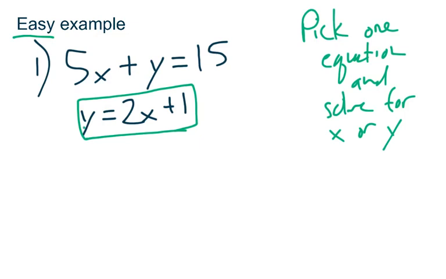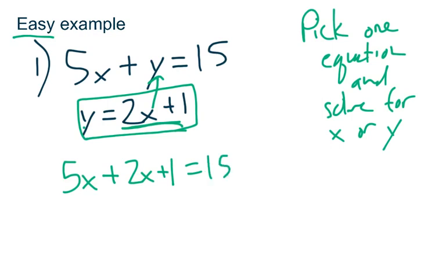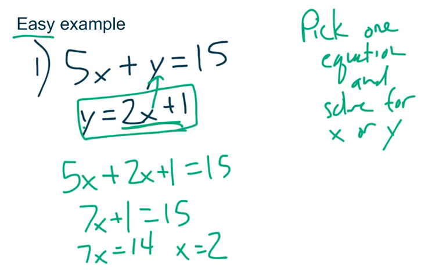So what I'm going to do is substitute, as the method would imply, this 2x plus 1 where I see y right there. So I have 5x plus 2x plus 1 equals 15. Now I can simplify. So I'll have 7x plus 1 is equal to 15. 7x equals 14, and x equals 2. So I've now found one of my solutions.